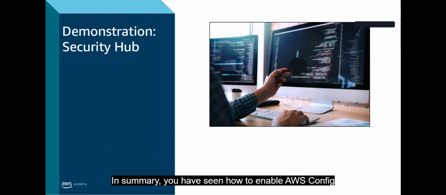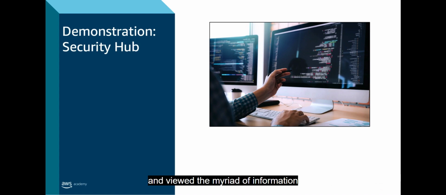In summary, you have seen how to enable AWS Config for use with Security Hub and explored the functions and features of the service. You have also seen how to enable Security Hub, explored the security standards it relies on, and viewed the myriad of information that the service provides.